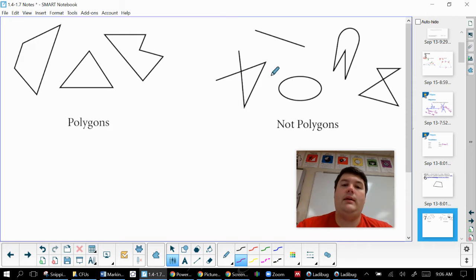This one's not a polygon. These two segments don't connect at their endpoints. These aren't made of segments. They've got curved lines. This does not enclose a space. This one, again, not an enclosed space. Those two segments cross somewhere that's not their endpoints. So we've got a problem there. Those are polygons. Those are not.